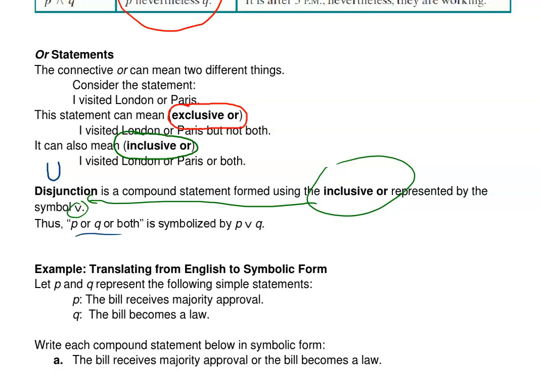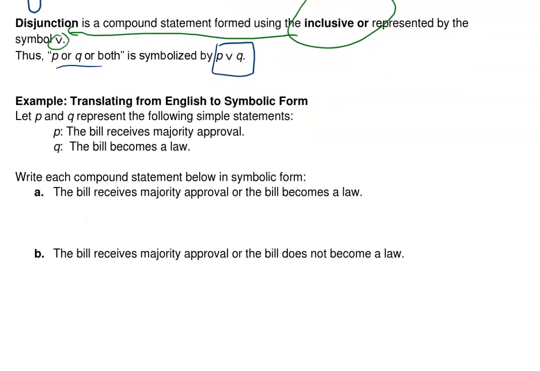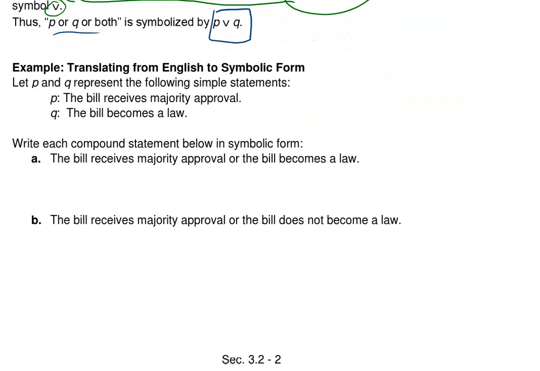So the statement of P or Q or both can be represented symbolically like this. And we would still read it kind of the same way, P or Q. We wouldn't say the or both part, at least I don't. But it's implied because we're always talking about the inclusive or when we use the word or in math. All right. So here we're being asked to translate these statements into symbolic form.